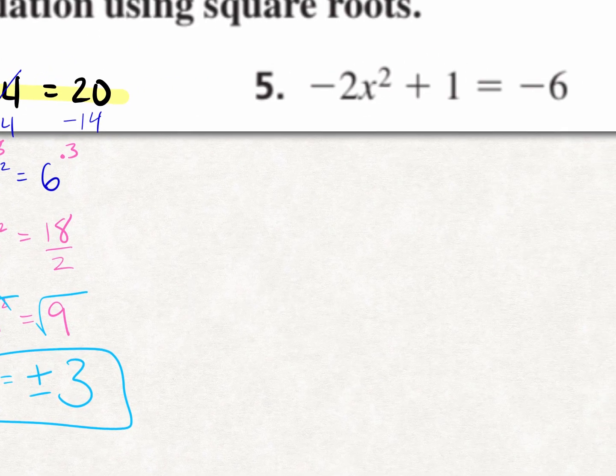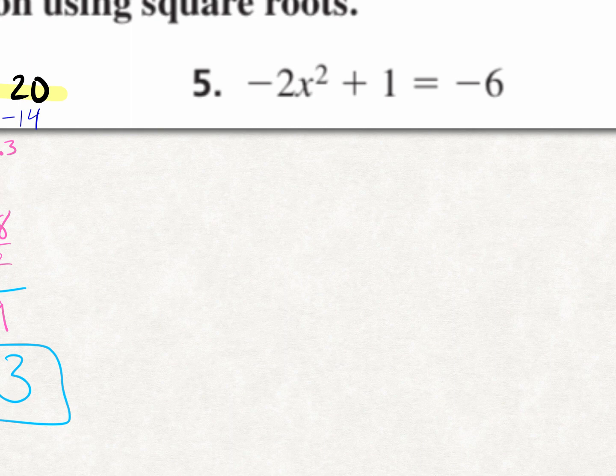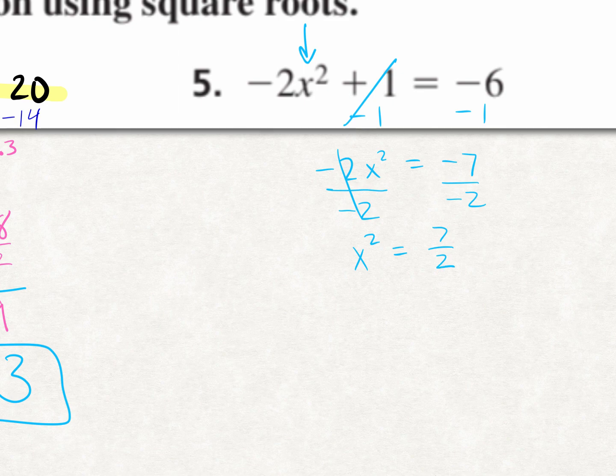All right, now let's look at 5. So I need to get that x squared all by itself, so I'm going to subtract 1 on both sides. So I have negative 2x squared is equal to negative 7. And I'm going to divide both sides by negative 2. A negative divided by a negative becomes a positive, so this is 7 over 2. And then once my x squared is all by itself, I take the square root of both sides. So x is equal to plus or minus square root 7 over 2.